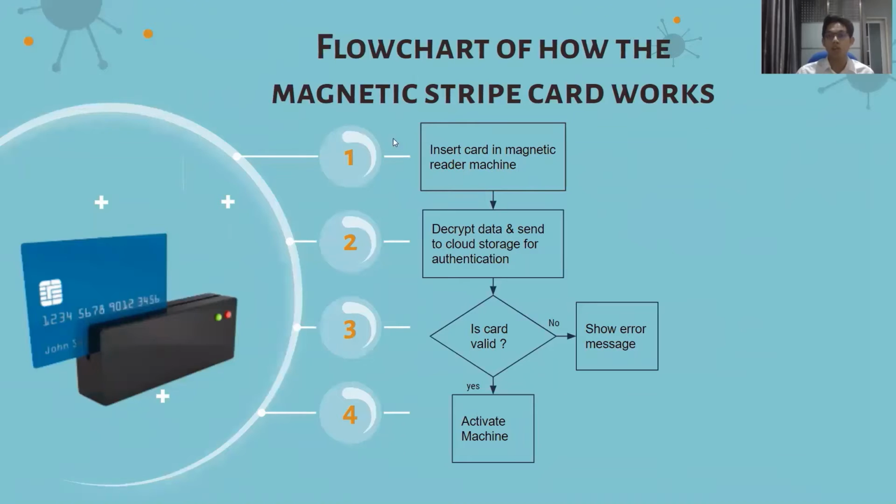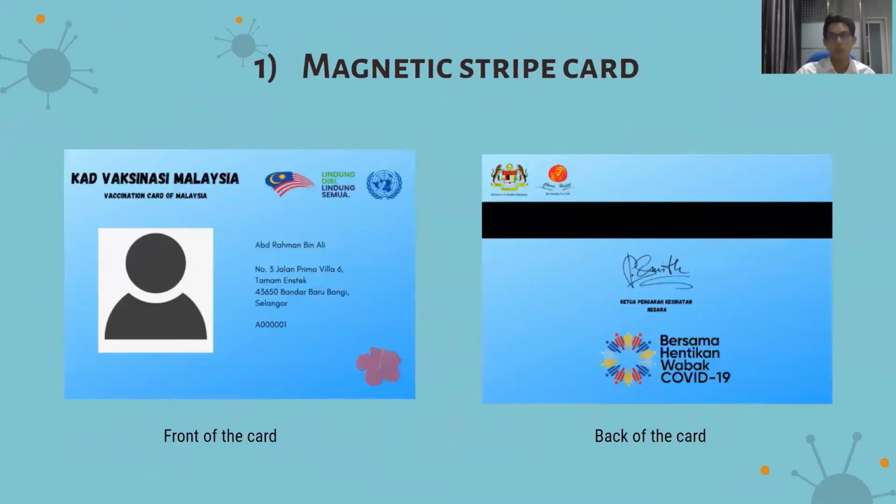This is our flowchart of how the magnetic stripe card works. Firstly, we insert the card into the magnetic reader machine, and then the cloud storage will authenticate whether the card is valid or not. Now into our design, firstly, this is our magnetic stripe card.